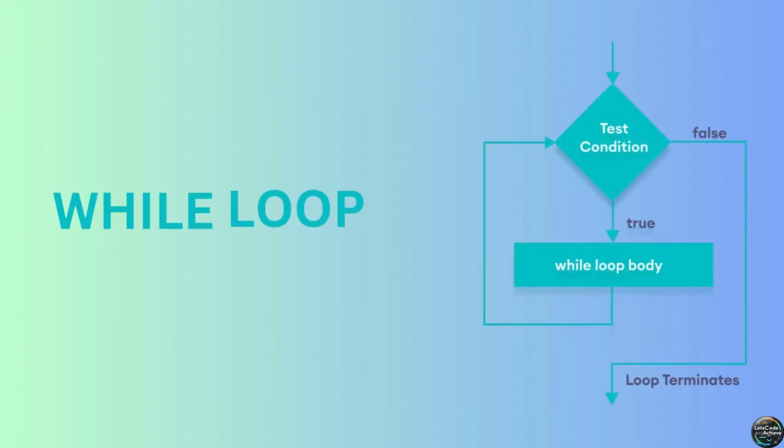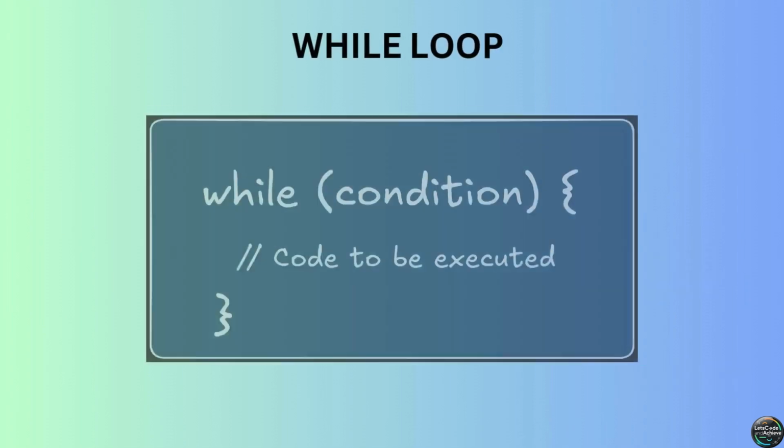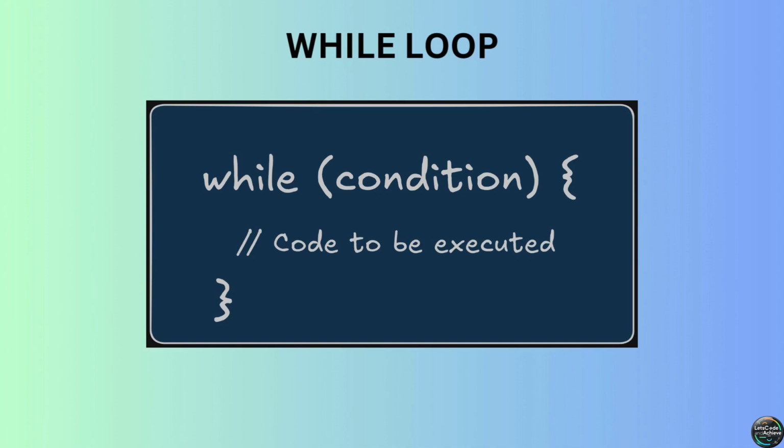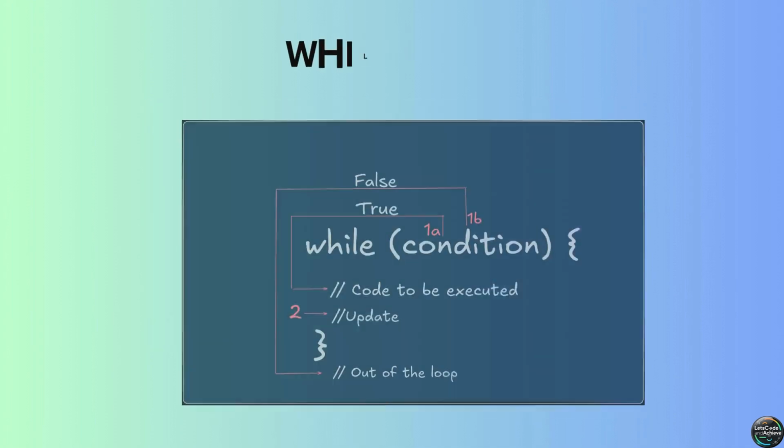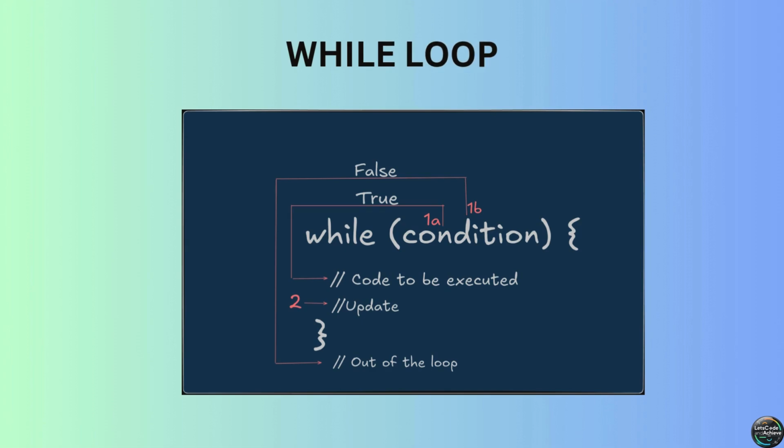Next, we have the while loop. The while loop is a bit more flexible. It runs as long as the condition you gave it remains true. Unlike the for loop, where you know exactly how many times the loop will run, the while loop keeps running until you tell it to stop. In the while loop, there is just one main thing you need to keep in mind: the condition. It's checked before each iteration, and if it's true, the code inside the loop runs. If it's false, the loop ends.